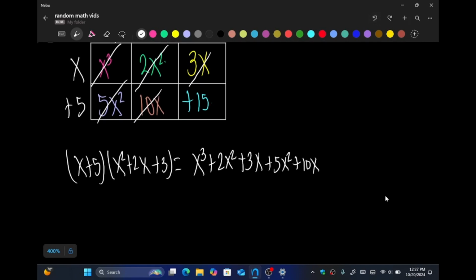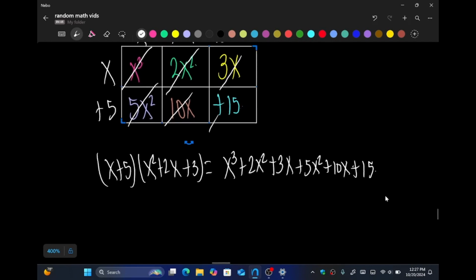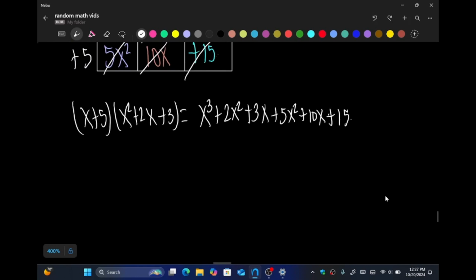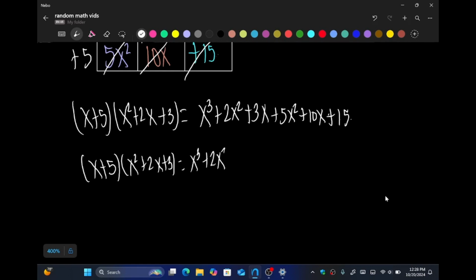I don't usually do a blank page, guys, but for this, I do want to do that because I feel like the grid is going to be hard to read, since the grid will be in the way. So now we just want to, again, combine like terms. Once you get to this step, you're just combining like terms. So we have x plus 5 times x squared plus 2x plus 3 equals x cubed plus 2x squared plus 3x.